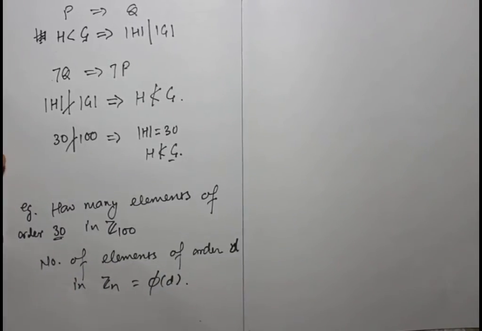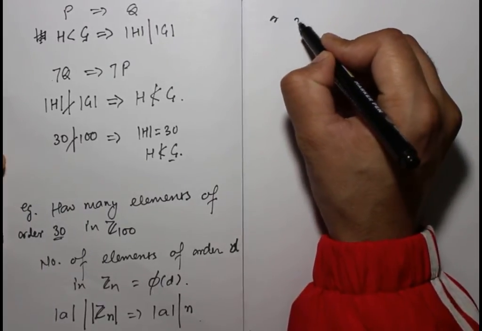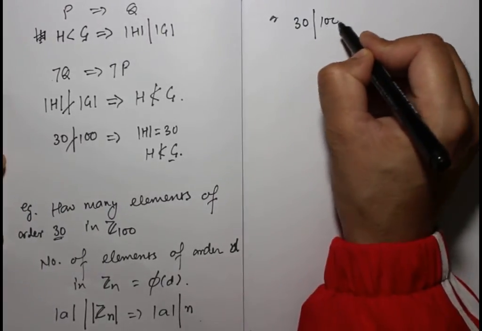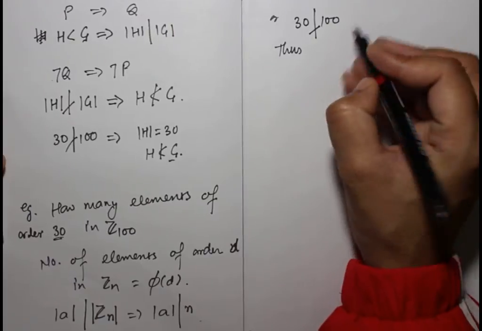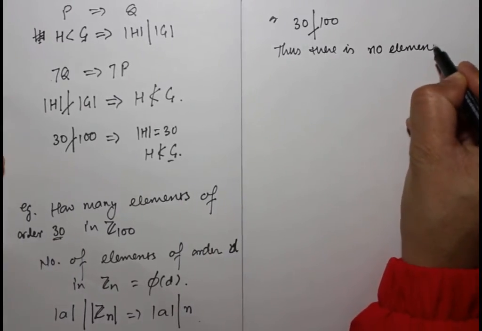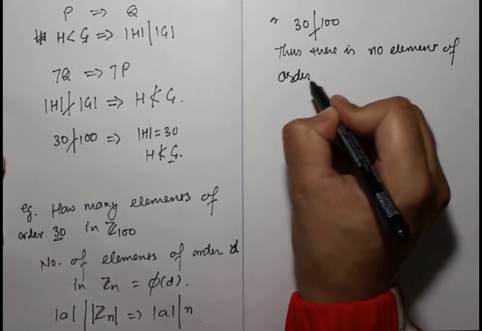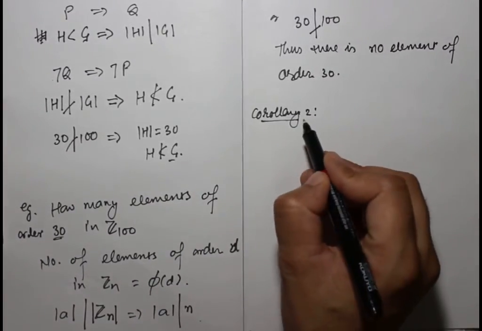अब लेकिन सबसे पहले हमें क्या करना है, चेक करना है 30 इसको डिवाइड करता है या नहीं करता है, यानी ऑर्डर ऑफ एलिमेंट शुड डिवाइड ऑर्डर ऑफ ग्रुप। ठीक, यानी ऑर्डर ऑफ a शुड डिवाइड n, या ऑर्डर ऑफ a क्या है, 30 शुड डिवाइड 100 but it doesn't divide 100. Thus there is no element of order 30.